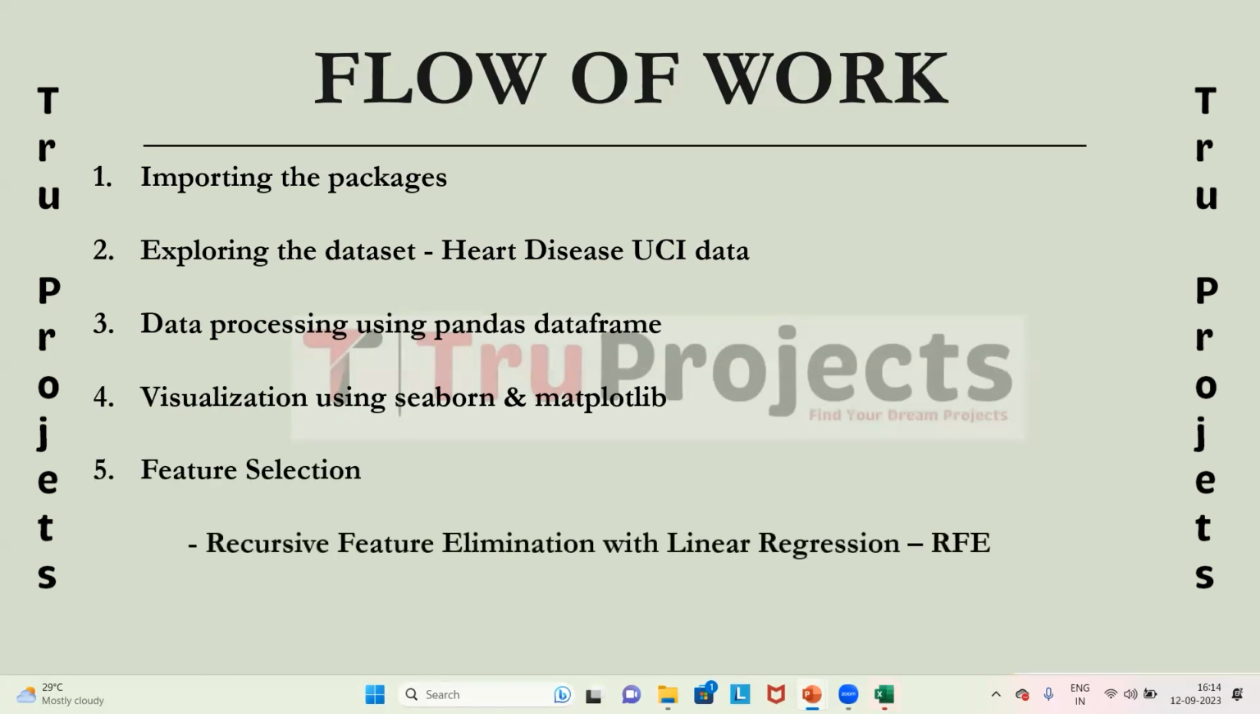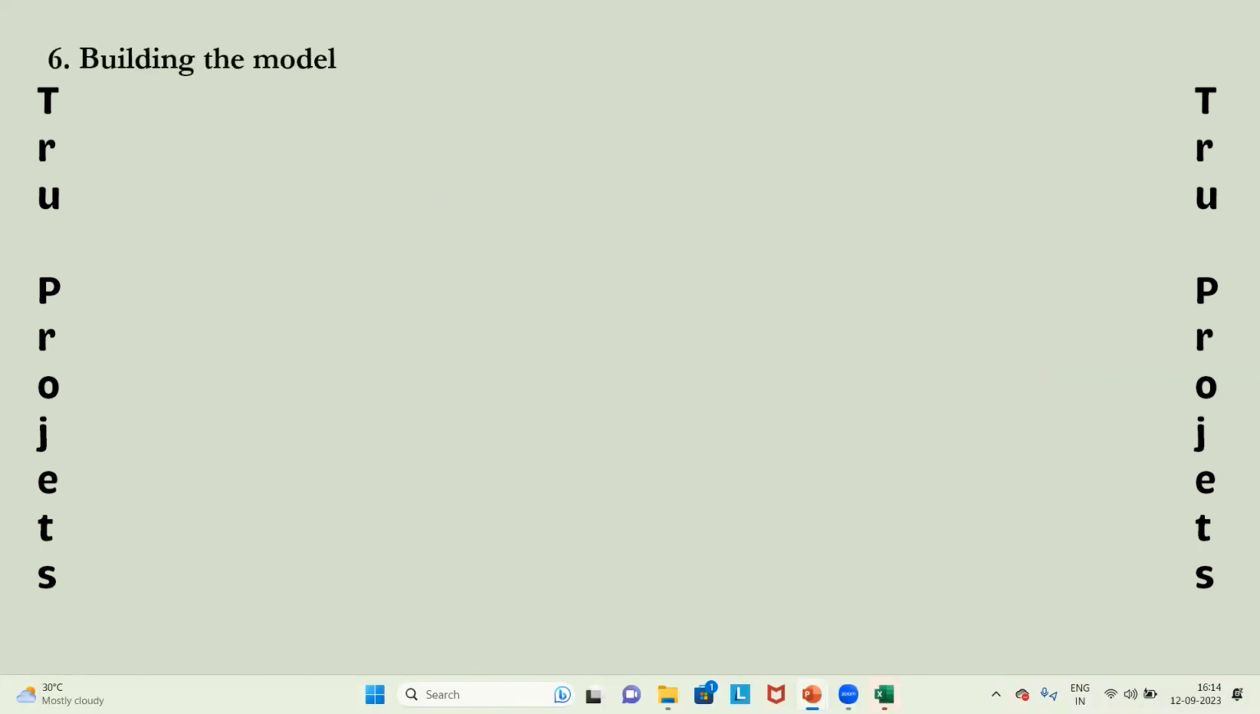Feature selection. This step includes feature selection techniques such as recursive feature elimination, which is RFE with linear regression, sequential feature selector, which is SFS with KNN, and also a scenario without feature selection to determine which features are most relevant for the models. Building the model. This module involves creating machine learning models for heart disease prediction.